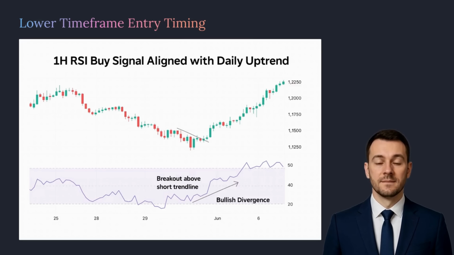Lower time frame, entry timing. On your trading time frame, say 1 hour or 15 min, wait for RSI signals that align with the higher time frame direction. For example, if the daily trend is up, look for bullish RSI setups on the hourly chart. Maybe an oversold dip, RSI less than 30, on the hourly that gives a buy signal, or a bullish divergence on the hourly. If the daily trend is down, do the opposite. Short when the lower time frame RSI swings high.